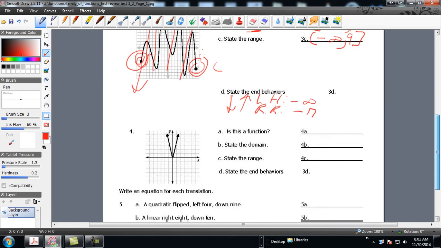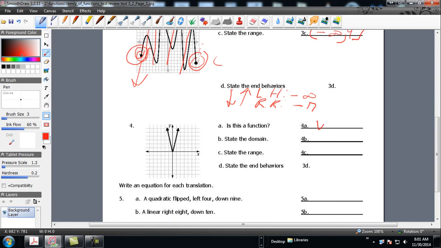Look at this guy here. Is this a function? Yes. How do you know? It passes the what? Vertical line test. Touches it once. State the domain. Domain, what do you think? X. How far left? Negative infinity. How far right? Sorry, positive infinity. Because no matter what, as this thing runs left, it continues going up.